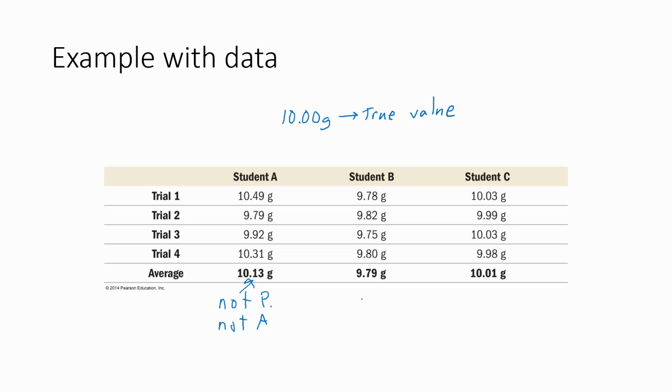All right, 3.78, 3.75, 3.80, 3.82. These are really close together. So it's precise. However, 3.79 is not 10. Not accurate. 10.03, 9.99, 10.03 again, 9.98. These are very close to each other, and the average is very close to the true value. So it's precise and accurate.